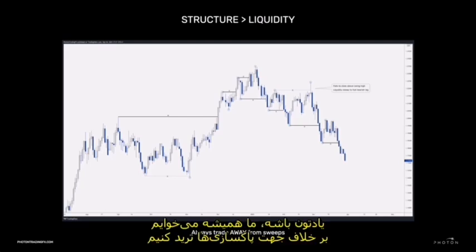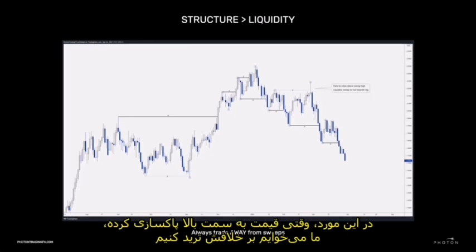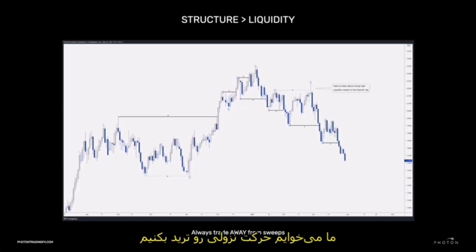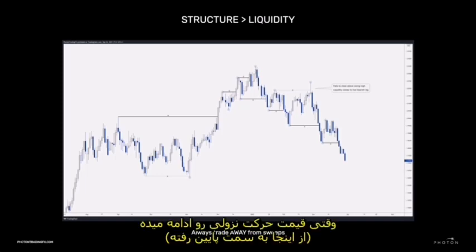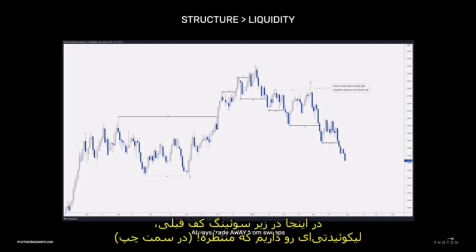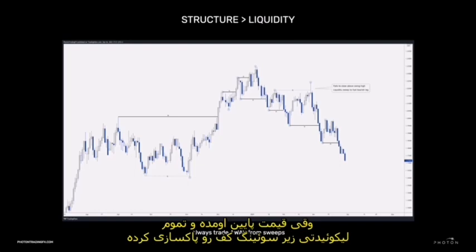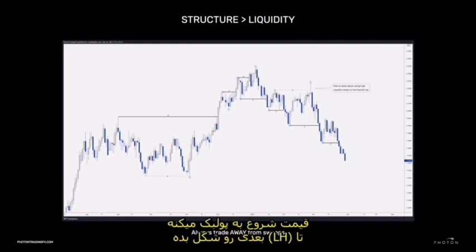Now remember, we always want to trade away from sweeps. So in this case, when price has swept to the upside, we then want to trade away from that. So we want to trade the following bearish move. So then when price continues that bearish move, continues downside from here, and it breaks structure to the downside to form that swing lower low, there will of course have been liquidity sitting below the previous swing low to the left, so that when price then comes down and sweeps that liquidity sitting below the prior swing low, it will start to pull back to then form the next lower high.